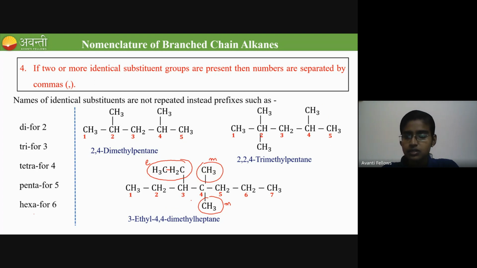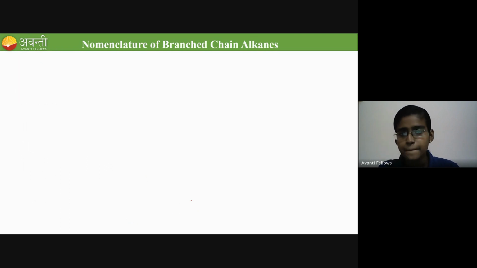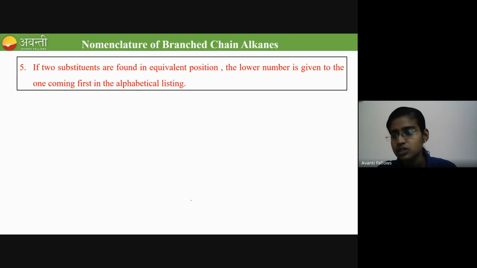Any doubt? From the fourth rule, find the parent chain, number it. Then start naming it. If 2 same substituents are there, put di, tri like that. And if 2 different substituents are there, name the compound according to the alphabetical order. That's it. Clear? Shall I go with the next slide? Shall I go with the fifth rule? Clear up to 4 rules?